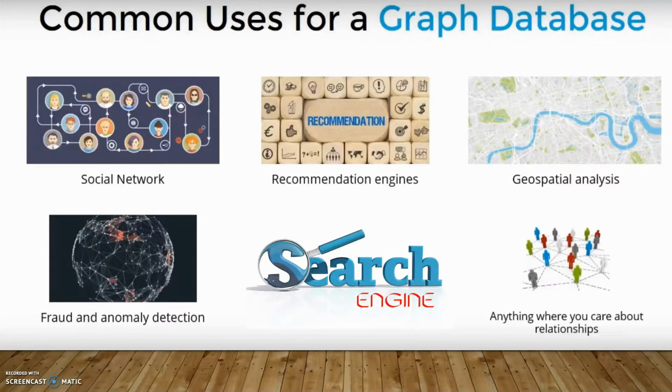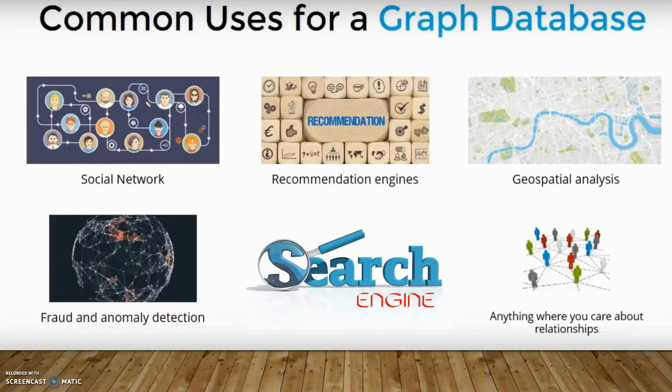Another example of a graph database is geospatial analysis. This technique is used by Google Maps to discover nearby places, attractions, bars, restaurants. You can see the quickest possible way from one place to another with the help of this graph database technology.